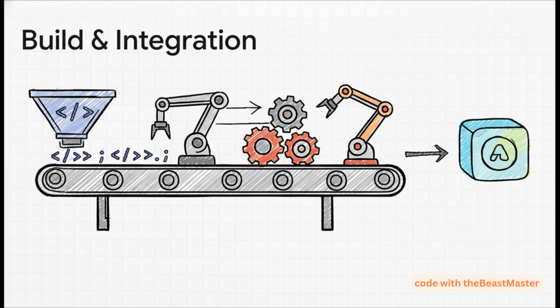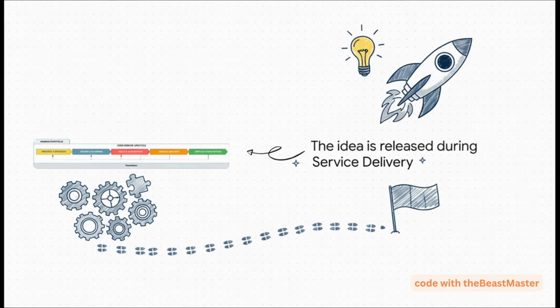The magic here is that CSDM gives you visibility the whole time, making sure the build process stays connected to those original business goals. It helps prevent that dreaded scope creep and just makes sure you're building what you actually set out to build. All right, the solution is built, it's tested, and now we arrive at the launchpad.